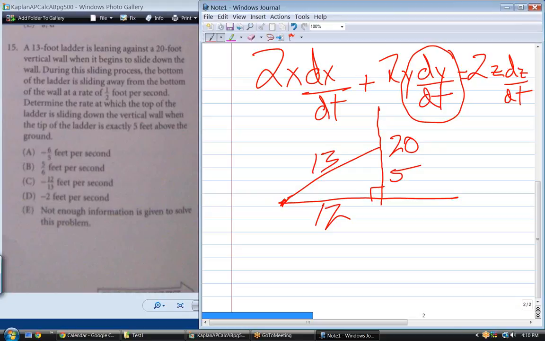Okay. Let me think for a moment. What's dz/dt equal to?